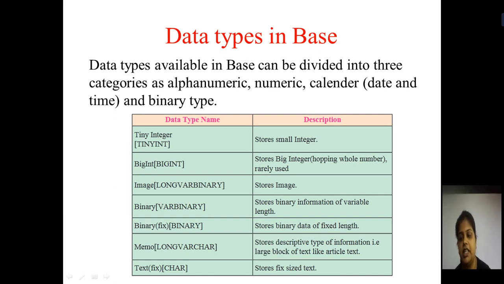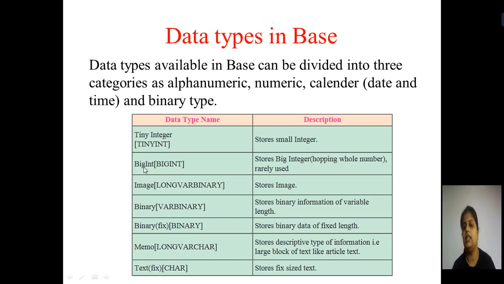The first data type used is tiny integer. What is the use of tiny integer? If you want to store any small integer value, then that small integer value can be stored in the data type tiny integer. How is it written? Tiny int, where int stands for integer. So this is the first data type, tiny int, which stores the small integer value. The second is big int.